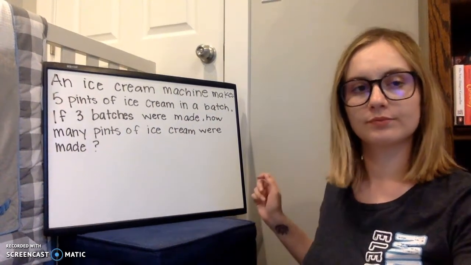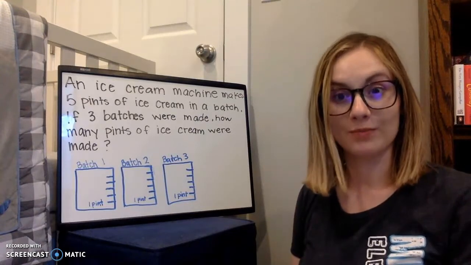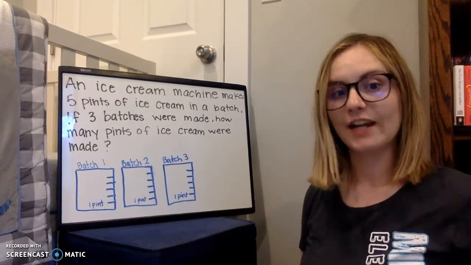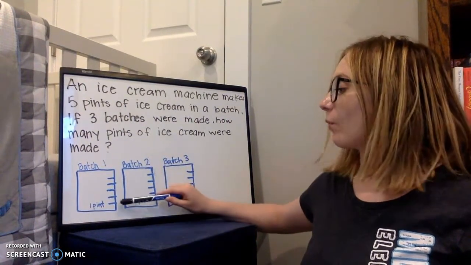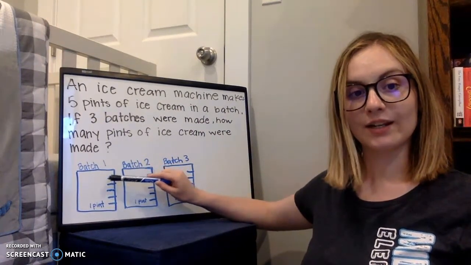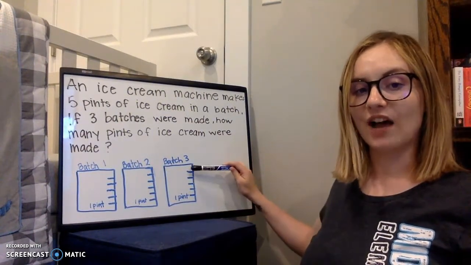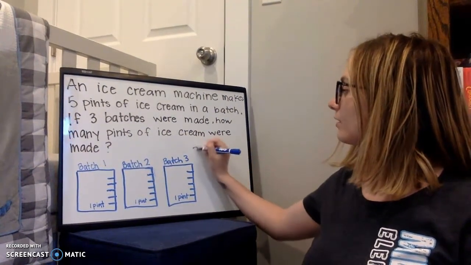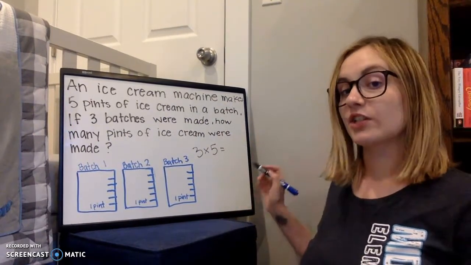I'm going to draw it. So when I draw pictures for liquid volume problems, I like to draw them as if they were in a container, right? So here are the notches for pints of water. Okay, so we've got 1 pint, 2 pint, 3 pint, 4 pint, 5 pint. There are 5 pints of liquid in batch 1. Batch 2 has 5 pints, and batch 3 has 5 pints. So now I just have to figure out there are 3 groups of 5 pints, and 3 times 5 is just 15.